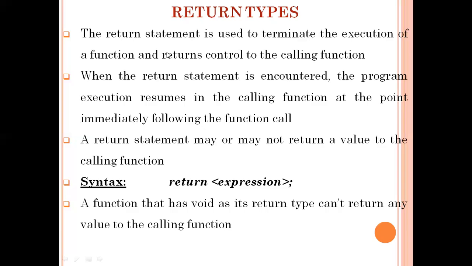The first point is that the return statement is used to terminate the execution of your function and return control to the calling function. We have already seen this in the previous function examples. Whenever a return statement is encountered by a C compiler, it automatically terminates the execution of the called function and returns the program control to the calling function. That is the main usage of the return statement.